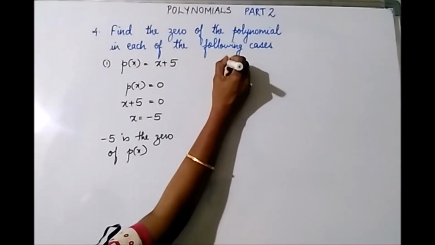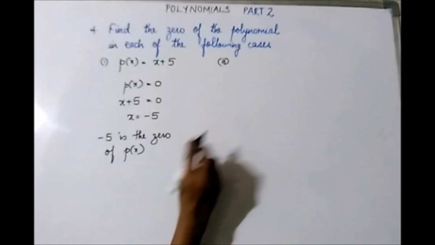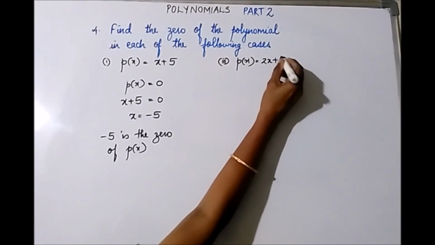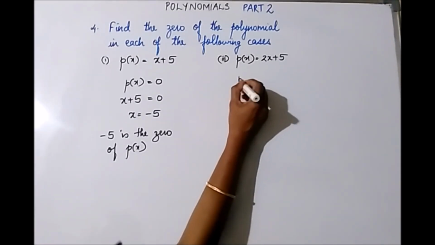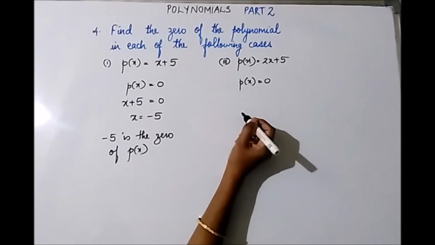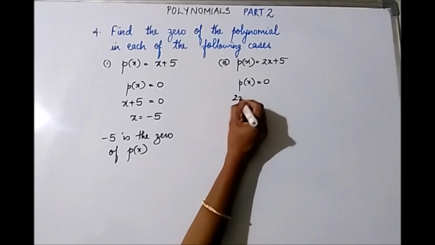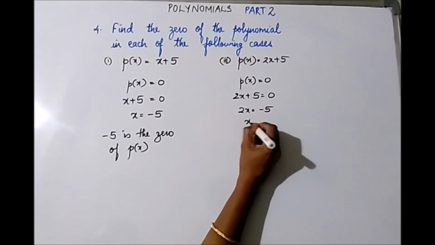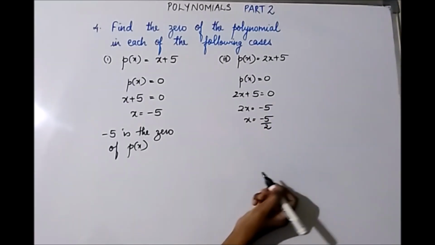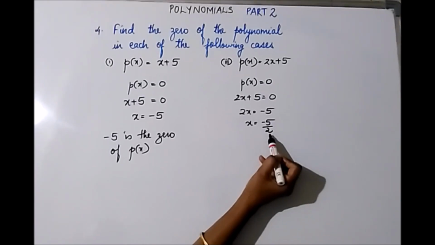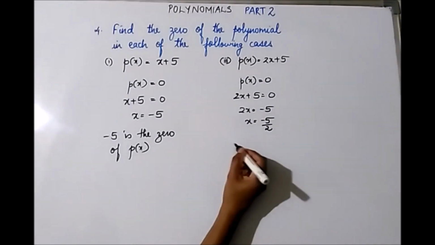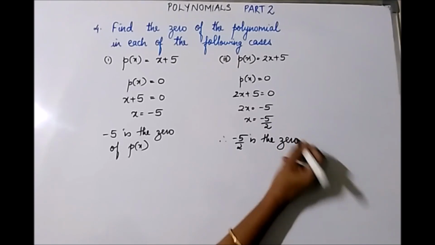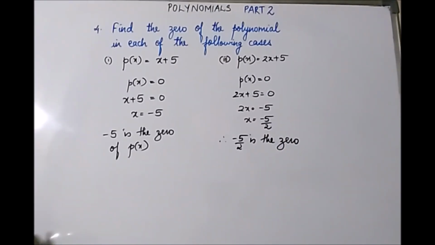Now let us do the third question. It is given 2x plus 5. First we write p of x equal to 0. That is, we are taking the value of the polynomial equal to 0. 2x plus 5 equal to 0. 2x equal to minus 5. X equal to minus 5 by 2. That is, when we put in place of x minus 5 by 2, the value of the polynomial will be equal to 0. Therefore, we say minus 5 by 2 is the 0 of the given polynomial. Let us do some more questions.